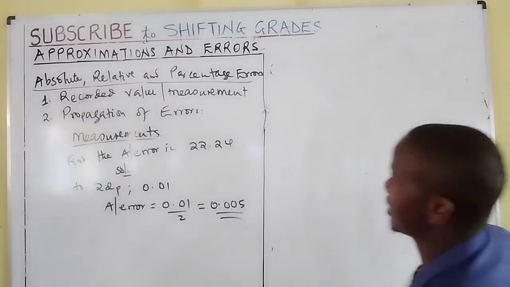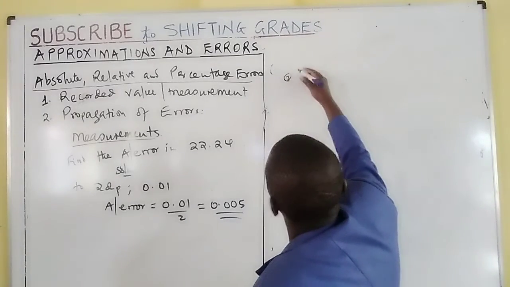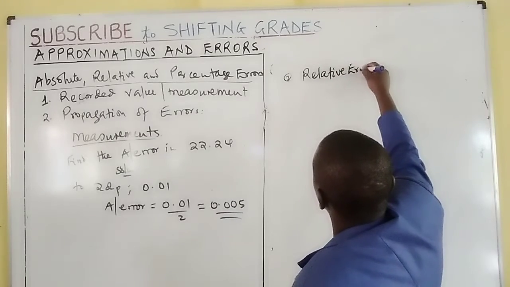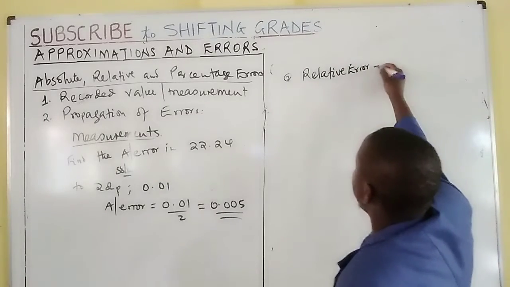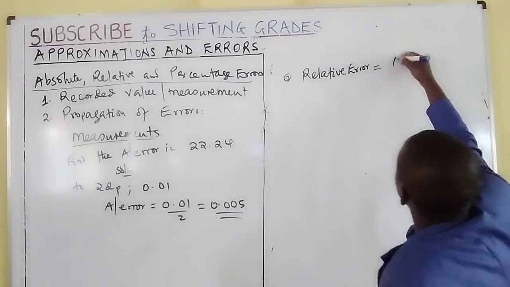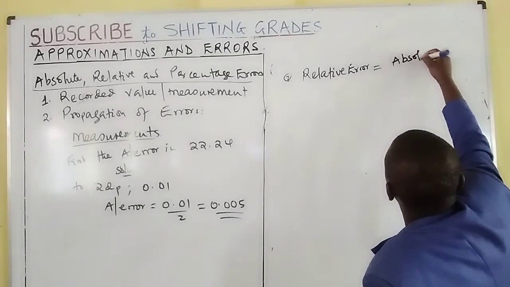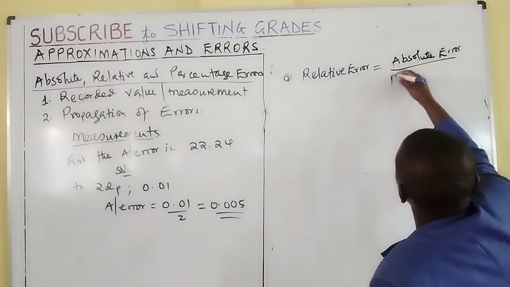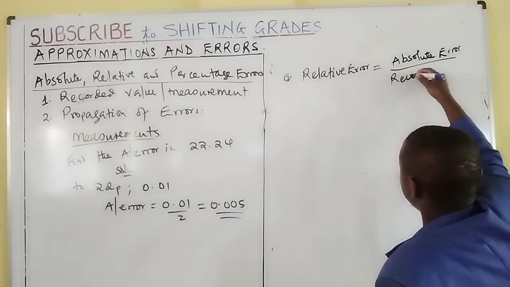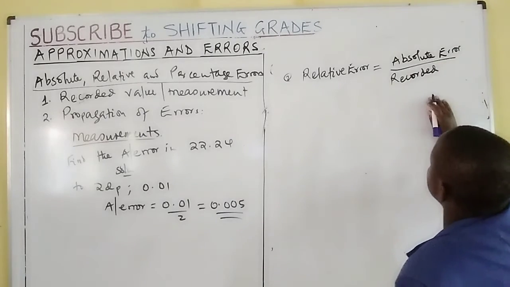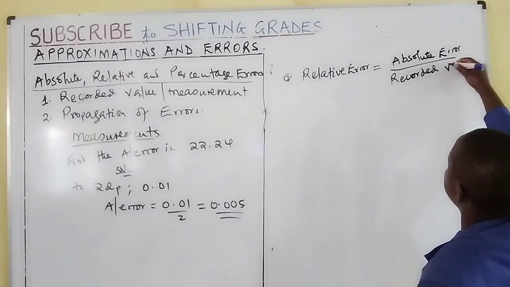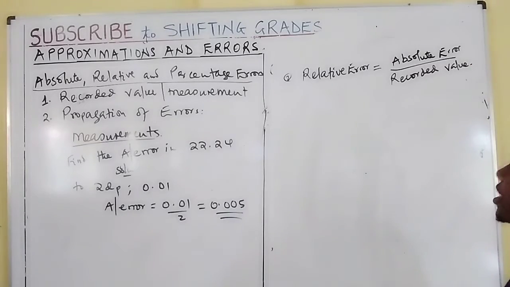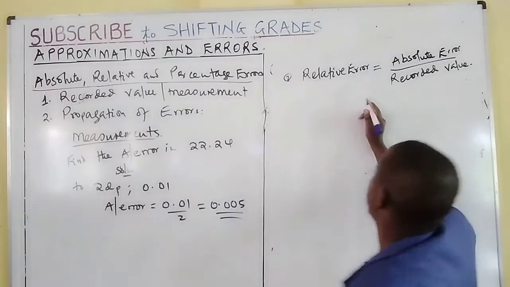It is also good to master something called the relative error. It is just a fraction of absolute error when we divide it with the recorded value. Absolute error divided by the recorded value, we call it relative error. Let me give an example.